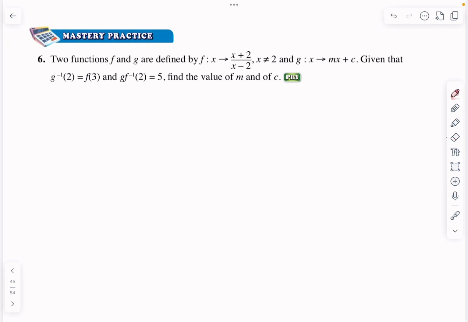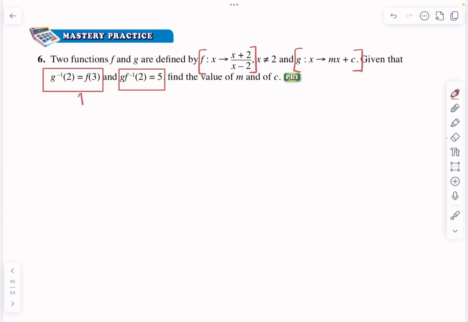Question 6. Two functions f and g are defined by this and this. Given that g inverse 2 is f3, and g f inverse 2 is 5. So what we do is we solve one by one first.